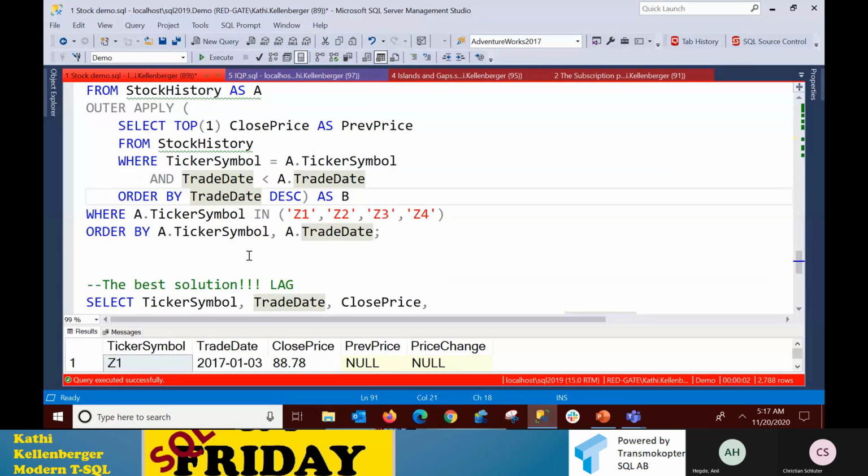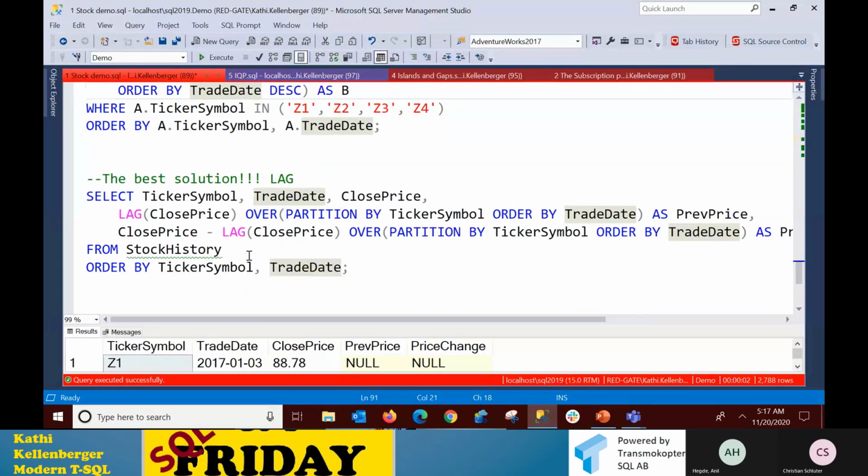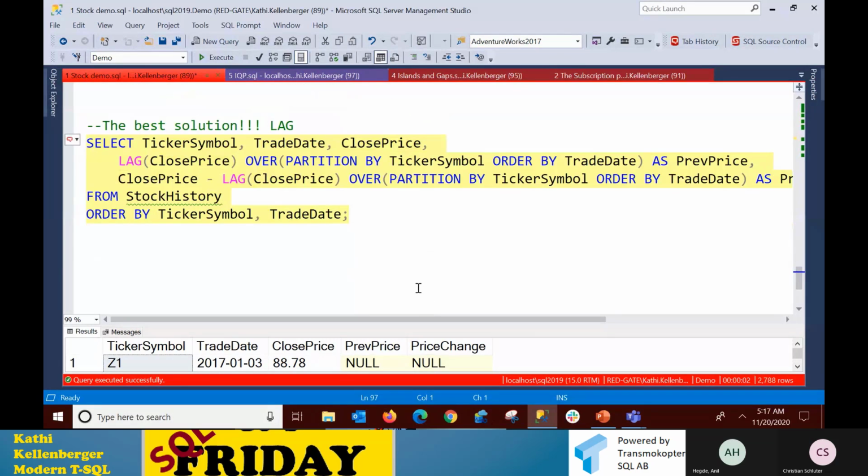So how do I solve this problem? Well, hopefully some of you have heard of the function called lag. Lag is my favorite function. Some people have a favorite band or a favorite movie. I have a favorite function, and it's called lag. So what lag does is let you grab something from a previous row in the data.